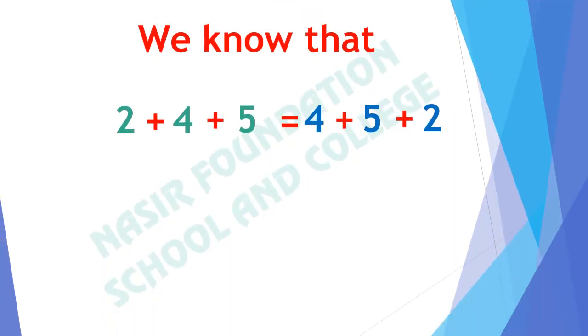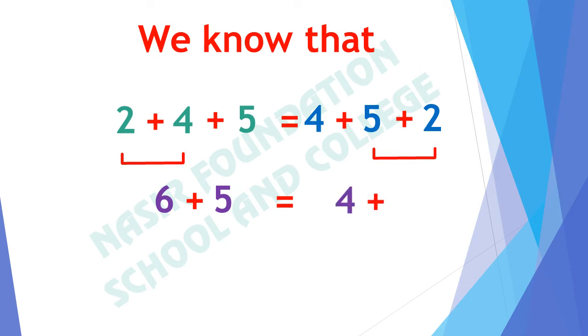Let's take another example. In the first step 2 and 4 are added. If we add 2 and 4 we get 6 and we will add the remaining digit. In the right hand side we will add 5 and 2. 4 will be written as it is. 5 plus 2 makes 7. In the left hand side if we add 6 and 5 we get 11. And on the right hand side if we add 7 and 4 we get 11.